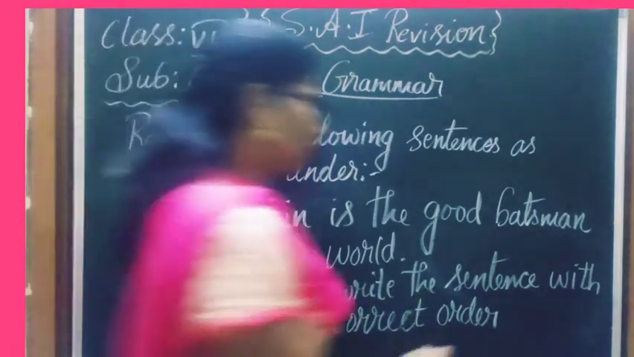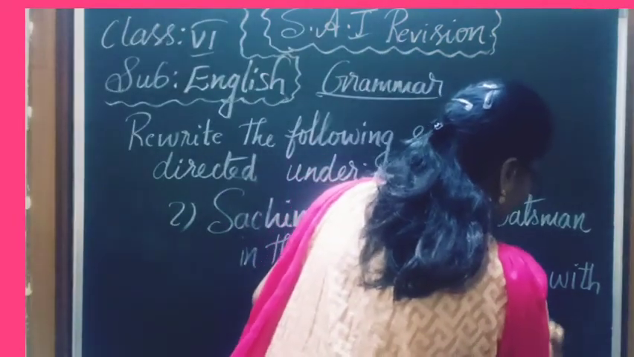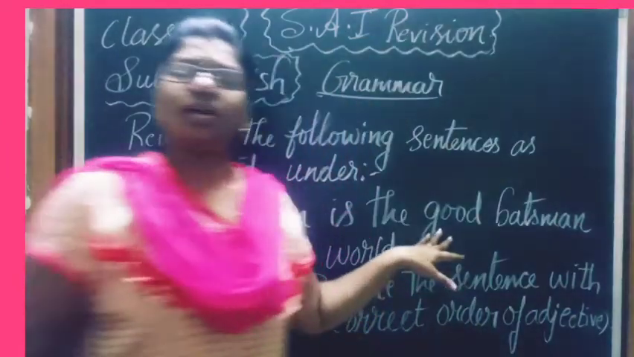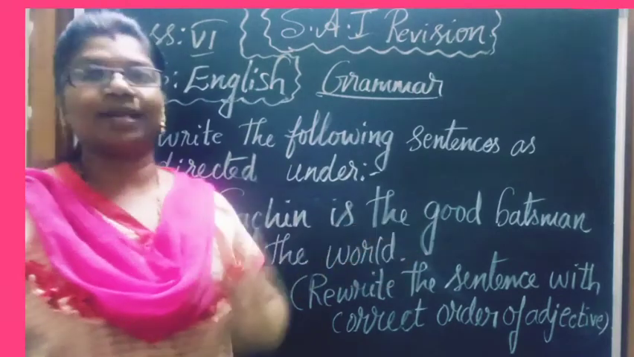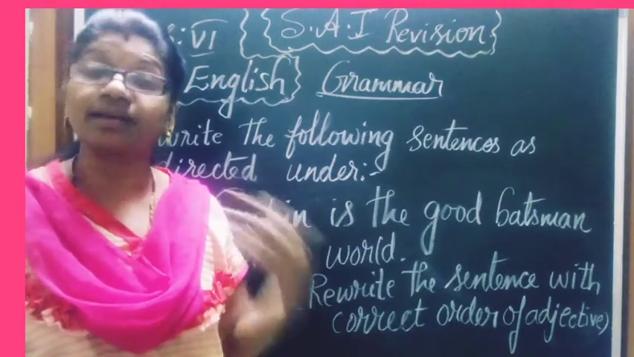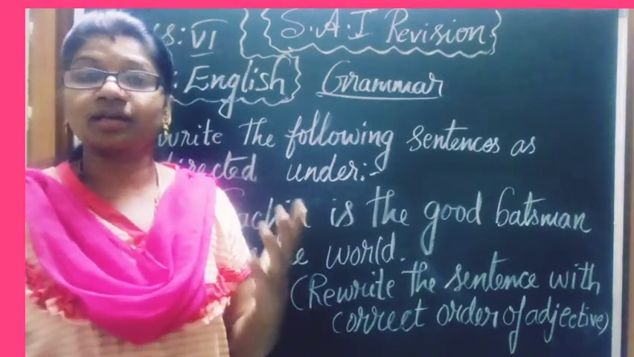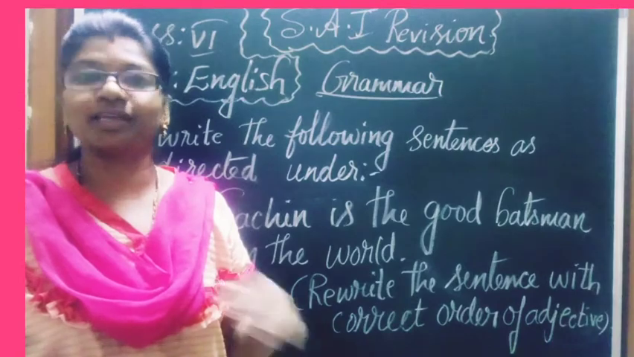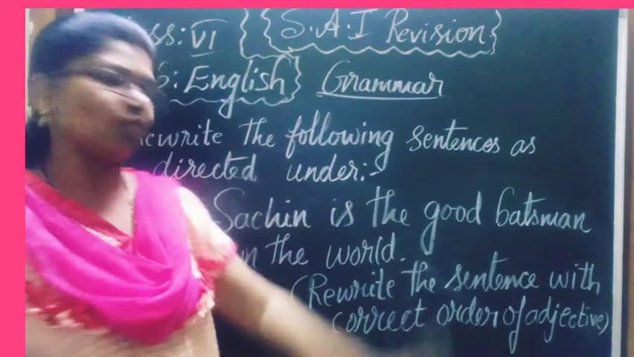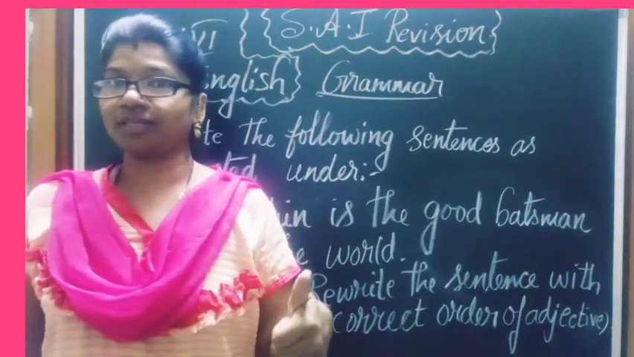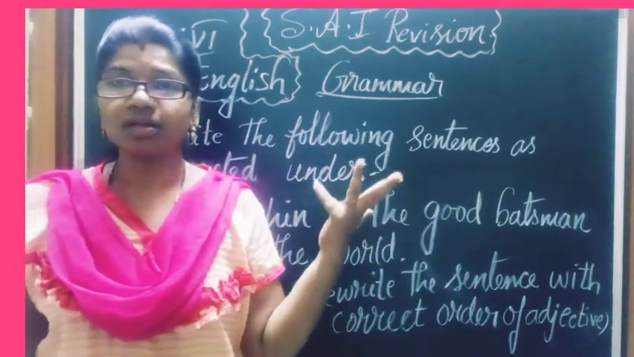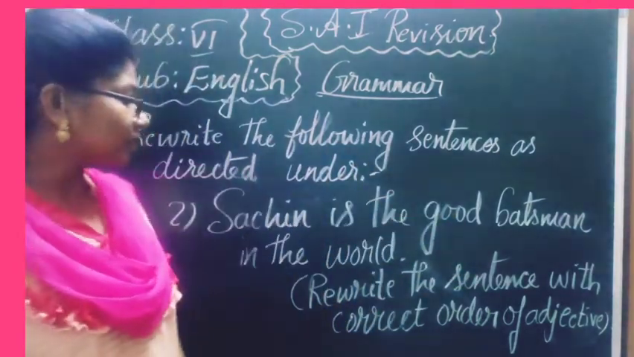So what you have to do in your exam: you don't just write that the superlative form of good is best, and let me write only best. No, rewrite the sentence, I'm telling you. The question is to rewrite the sentence. You need to write the full sentence once again on your answer sheet. You need to rewrite it in this way: Sachin is the best batsman in the world. He's the best batsman in the world because we are comparing Sachin with the rest of the batsmen in the world. I hope you have understood this one.